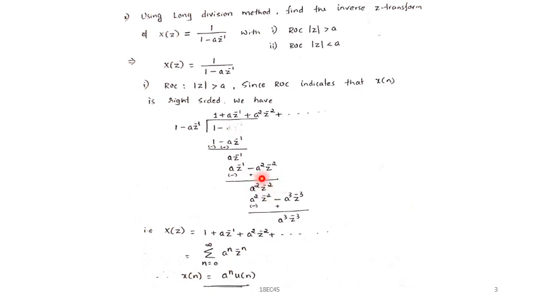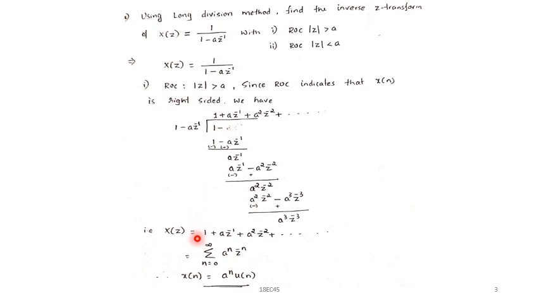Then I need to cancel this, so I consider a square z to the power minus 2 and multiply it by the divisor. I get a square z to the power minus 2 minus a cube z to the power minus 3, and this being plus, it gets cancelled and you get a cube z to the power minus 3. So this continues. I will stop here and write the quotient as X(z).